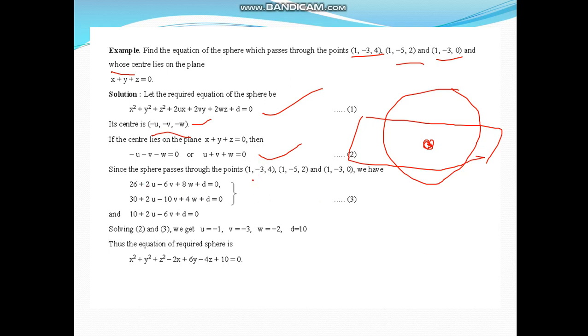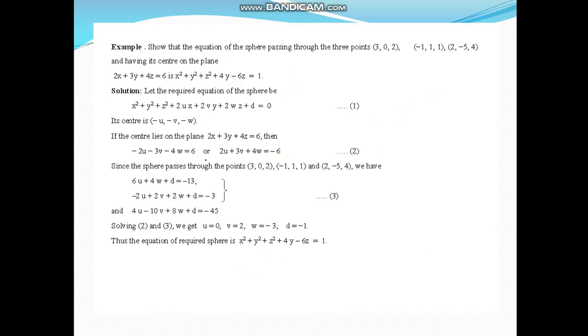Again the sphere passes through these 3 points. Replace x, y, z in equation number 1 by these 3 points, you will get these 3 equations. Solve equation 2 and this system of 3 equations. You will get value of u, v, w, d, and again we can find equation of sphere.